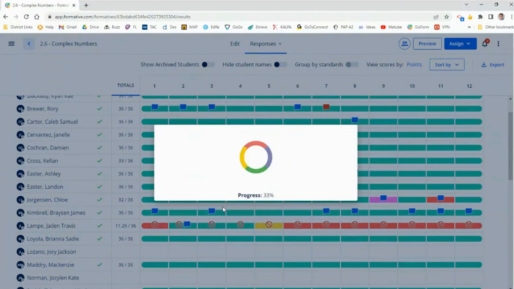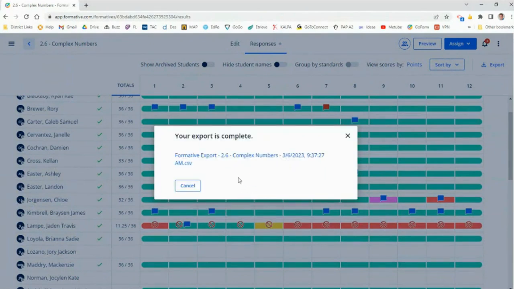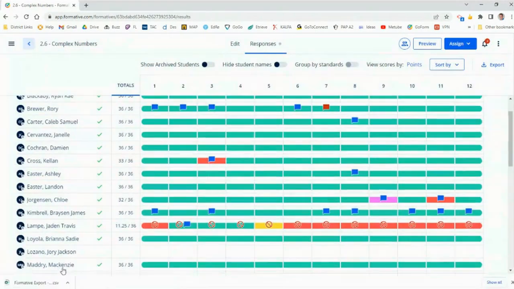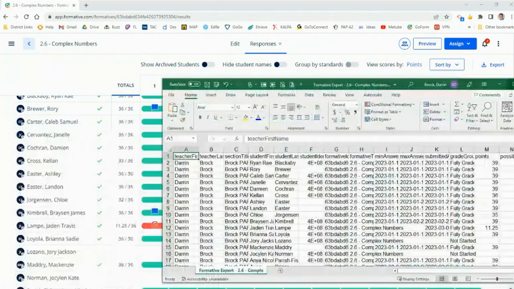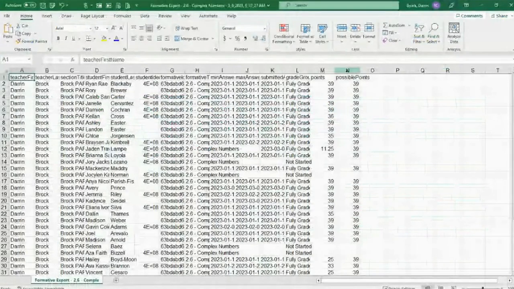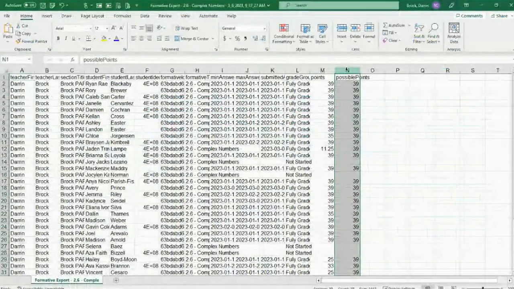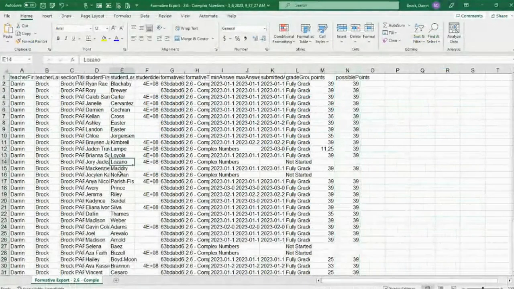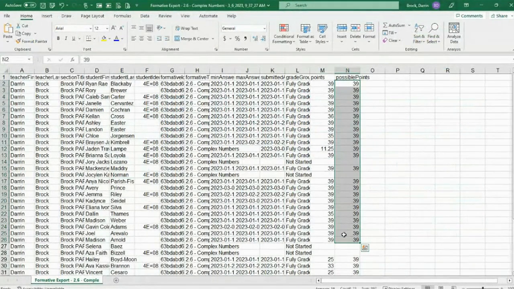And so exporting the data table instead gave me this for the same formative. This has 39 possible points. Now it lists the students that didn't do it. There's Lozano and Norman. This is great. This is a complete list. I can go down and enter into a grade book, except where it's wrong.